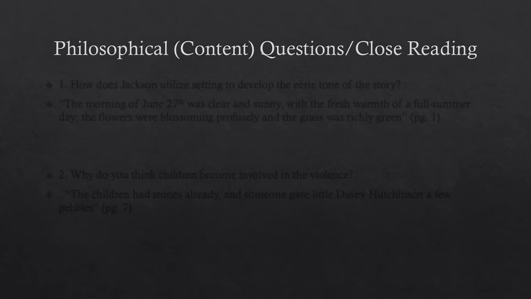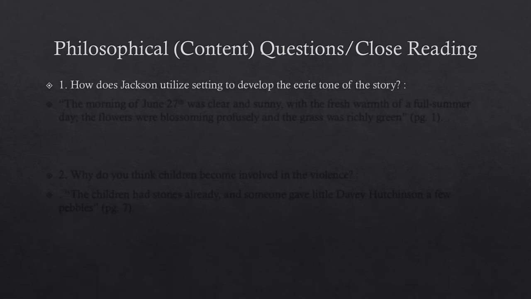Let's pull on some of these threads as we look at quotations from the story and see what shakes out. How does Jackson use setting to develop the eerie tone of the story? At this point, you could pause the lecture and think back to the setting, the way she describes the village. Look at your text if you've highlighted anything or any notes you took.